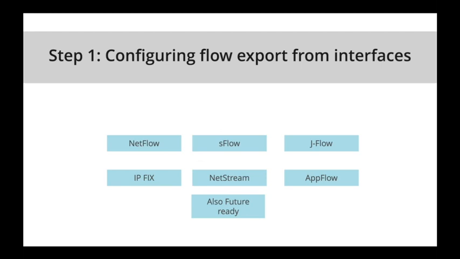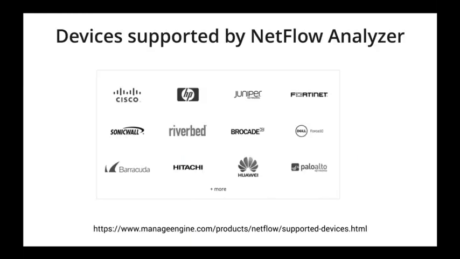NetFlow Analyzer supports major flow formats in the market such as NetFlow, sFlow, jFlow, IPFIX, NetStream, and AppFlow. These are the major flow technologies in the market where you can export the flows, and NetFlow Analyzer will show you traffic data with the help of these flow exports. NetFlow Analyzer is future ready: if there is any new vendor in the market, it can also receive flows from that particular vendor. The various devices supported are shown on the screen.